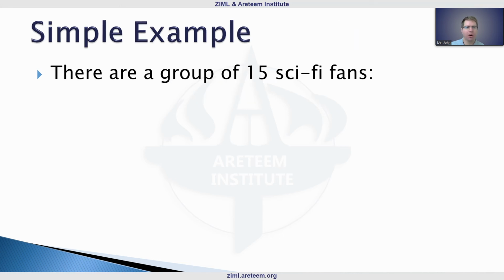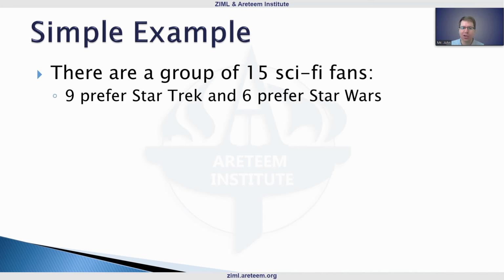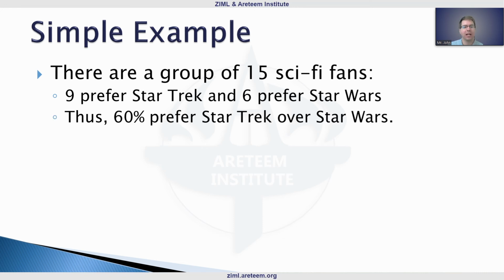So as your practice this week, you're going to engage in some harmless gerrymandering. There is a group of 15 sci-fi fans. So let's do the standard Star Trek versus Star Wars. Suppose 9 prefer Star Trek and 6 prefer Star Wars. So it's accurate to say 60% of the whole group prefers Star Trek, and 40% prefers Star Wars in this case.